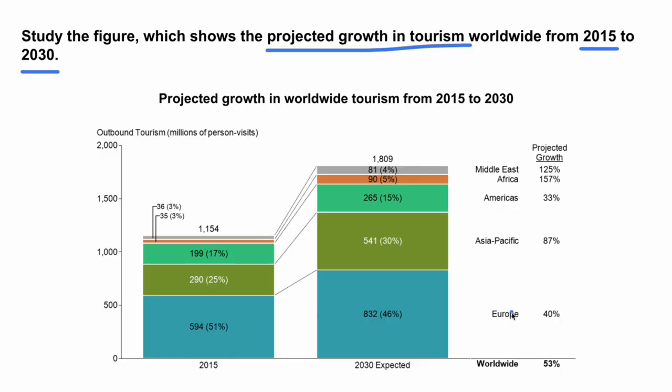So how many people exit from Europe? How many Europeans visit places outside of Europe, outbound? Similarly, how many Asian Pacific people visit areas outside of Asia Pacific? So these are all the numbers here.